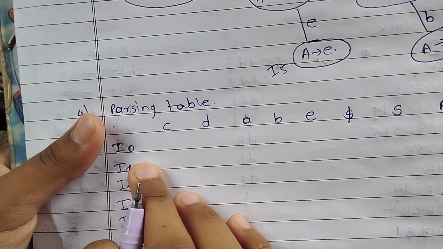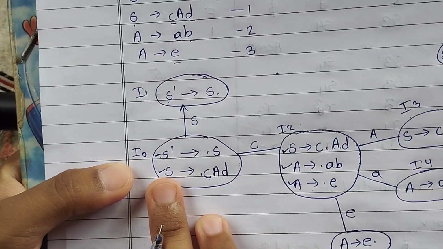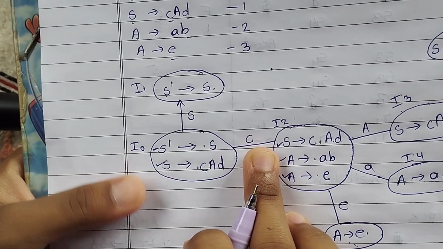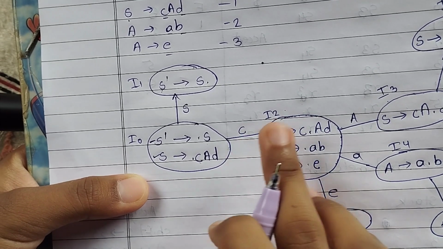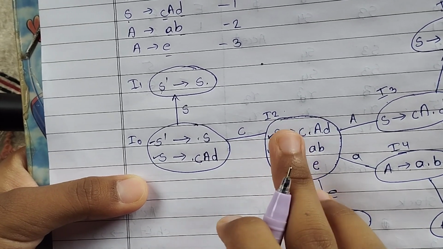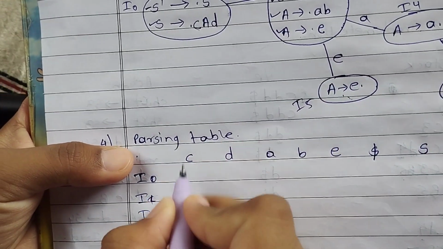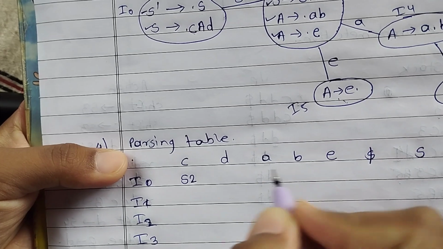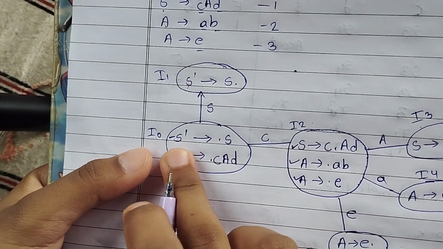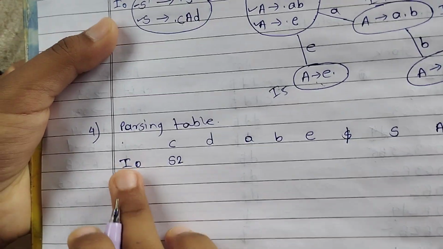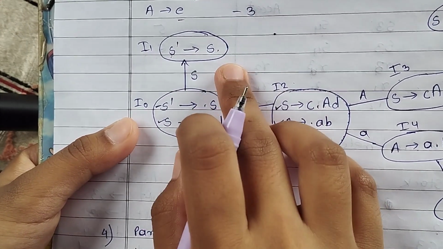Now let's fill it in. So first I0 on c. So in I0 this c is transferred to the I2 state, so we shift this c to the I2 state. So we write here S2, not I2, we write S2. Now I0 and d. So in I0, d does not transfer anywhere. Now I0 and a. I0 and a also does not go anywhere.